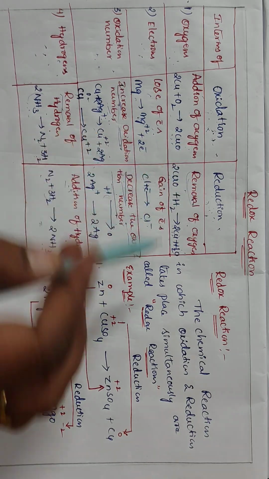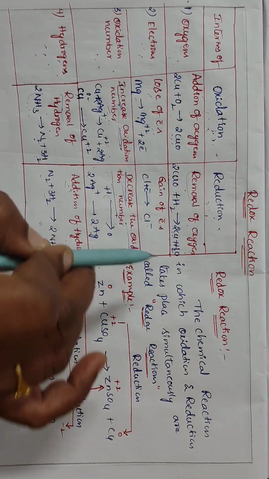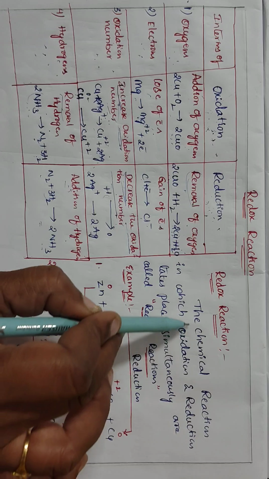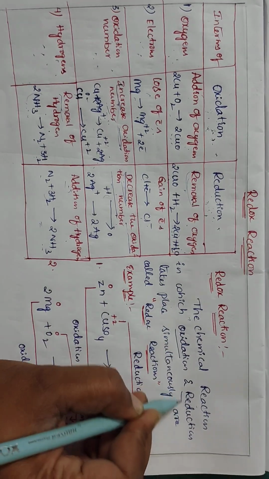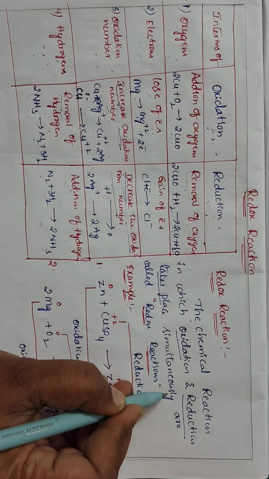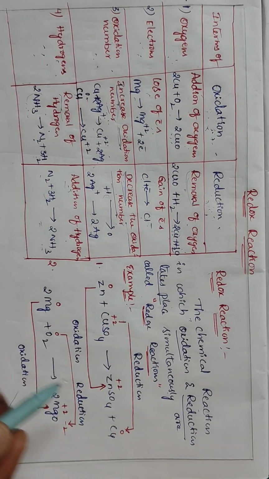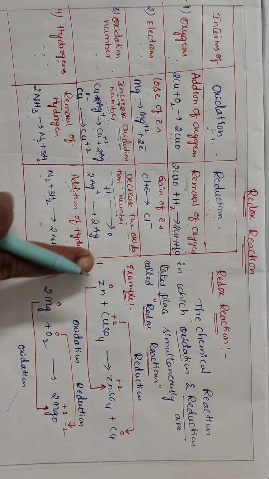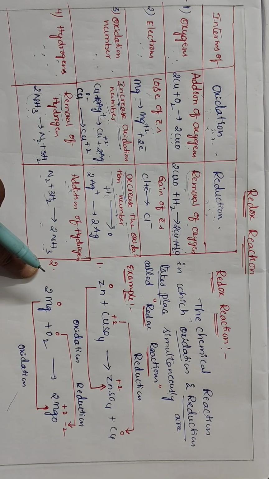Now we will go forward and discuss a very important concept, that is redox reactions. What is a redox reaction? The chemical reactions in which oxidation and reduction take place simultaneously are called redox reactions. For example, these are two examples of redox reactions. This is an example of a displacement reaction, and this is an example of a combination reaction and oxidation reaction.